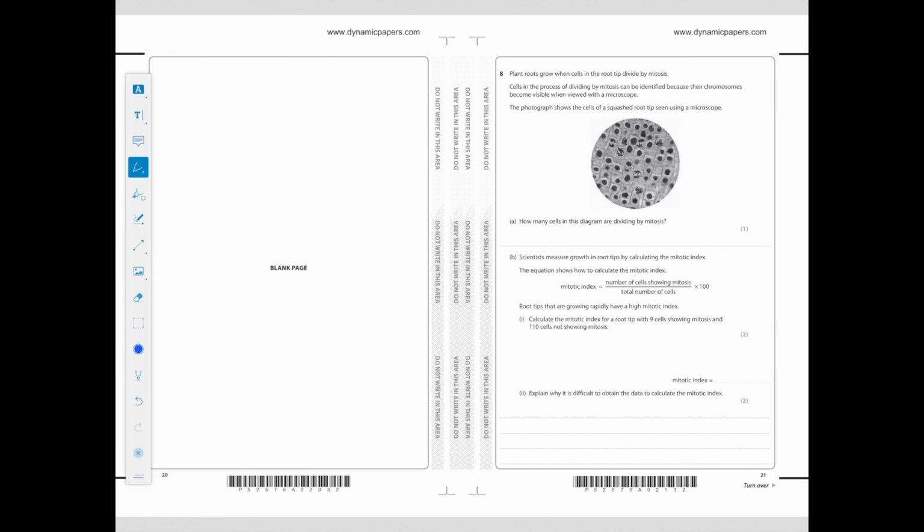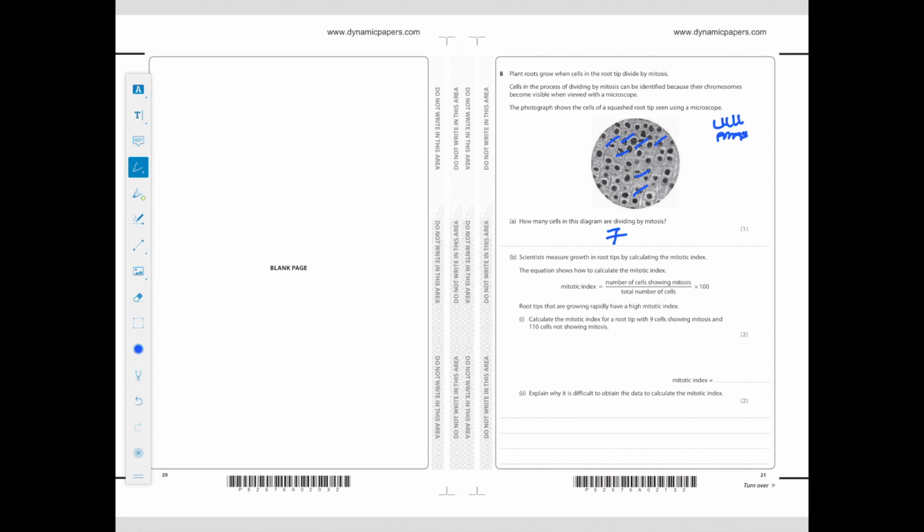8. Plant roots grow when cells in the root tip divide by mitosis. Cells in the process of dividing by mitosis can be identified because their chromosomes become visible when viewed with a microscope. The photograph shows the cells of a squash root tip seen using a microscope. How many cells in this diagram are dividing by mitosis? And you're looking for the ones where you can see the chromosomes looking like they're migrating to opposite ends of the cell. So that's 1, 2, 3, 4, 5, 6, 7.